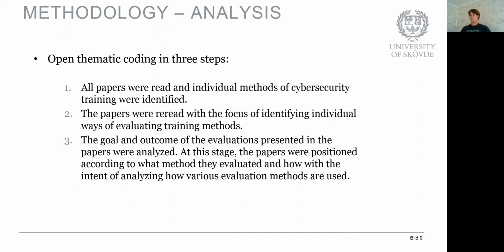My method of analysis was thematic coding in 3 steps, where I first read all the individual papers and identified methods of cybersecurity training that they discussed. I then read the papers again, this time with a focus on identifying individual ways of evaluating the training methods. And then in the final step, I once again read the papers and analyzed the goals and outcomes of the evaluation. At this stage, I put special attention to how the authors argued for what evaluation methods they selected, and how the authors perceived that their evaluations would contribute to the results in their cases.